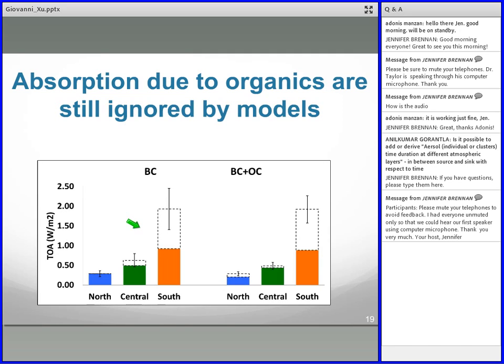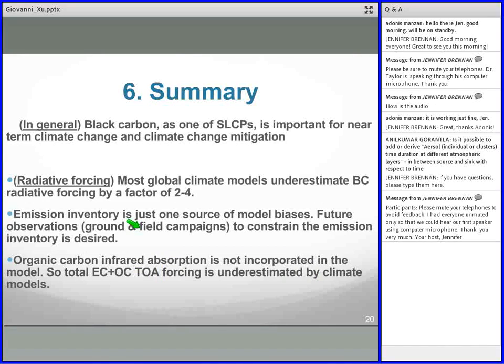But this is just over California. What about other biomass regions like the Amazon and Southern Africa? I think we can apply a similar methodology to those regions as well, and the Giovanni system can be very useful for such studies. So to summarize, black carbon aerosol is an important short-lived climate pollutant. It has caused significant climate change in the past and will probably be important for future climate change mitigation as well, especially for the near-term climate change mitigation in the next few decades.